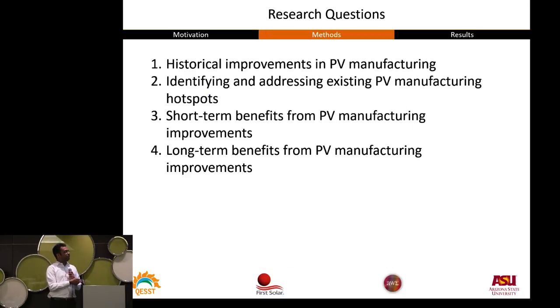So based on this equivalence, I'll be exploring these questions. What were the historical PV improvements in terms of manufacturing? That's the first question. The second one is, what's the current state of PV manufacturing, and what are the climate hotspots in the current PV manufacturing practices? The third one is, in case we address these PV manufacturing hotspots, what will be the short-term climate benefits, and what will be the long-term climate benefits? So it's basically the history, the current practices, and what we can do in the future in terms of environmental and climate improvements.